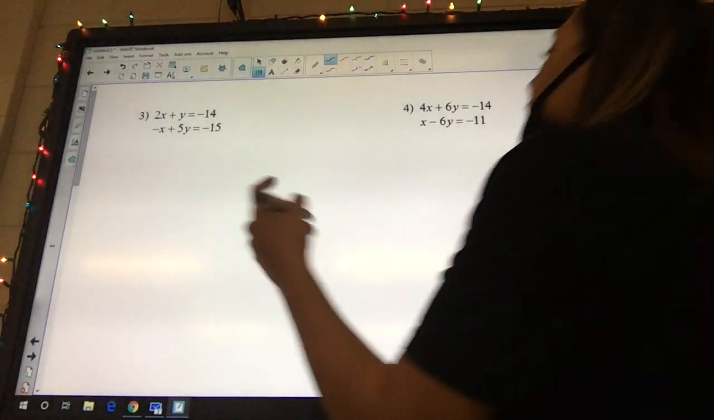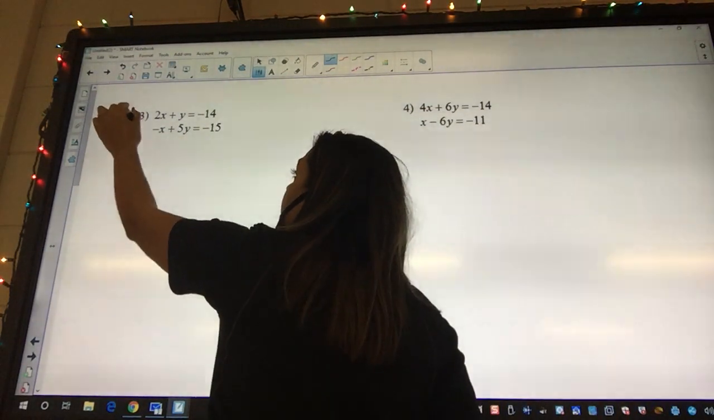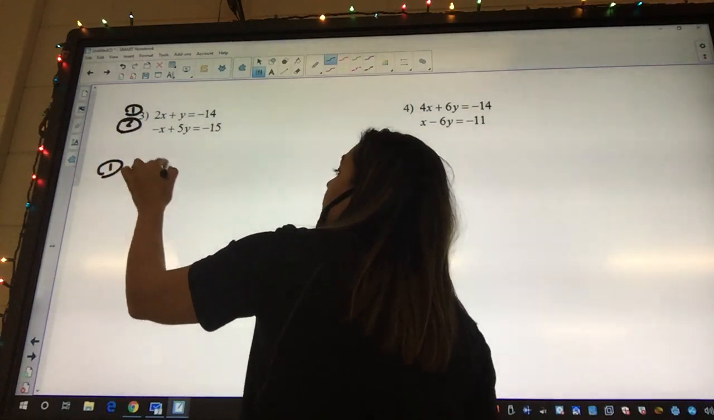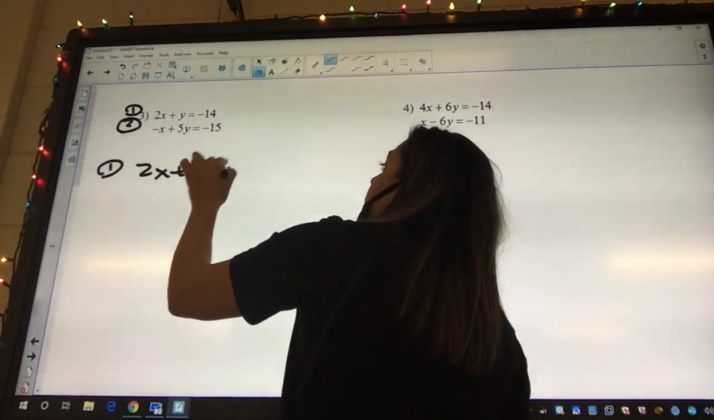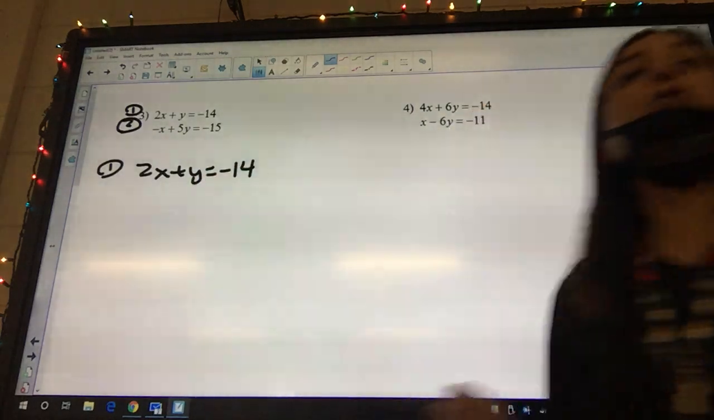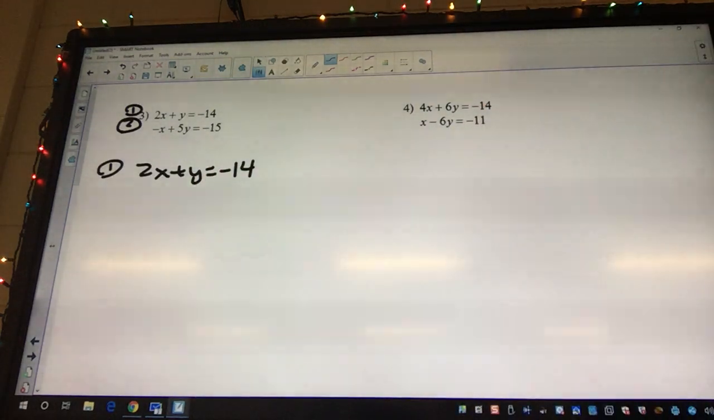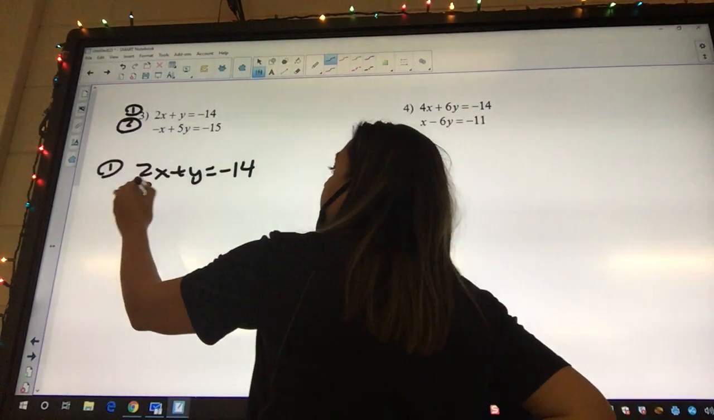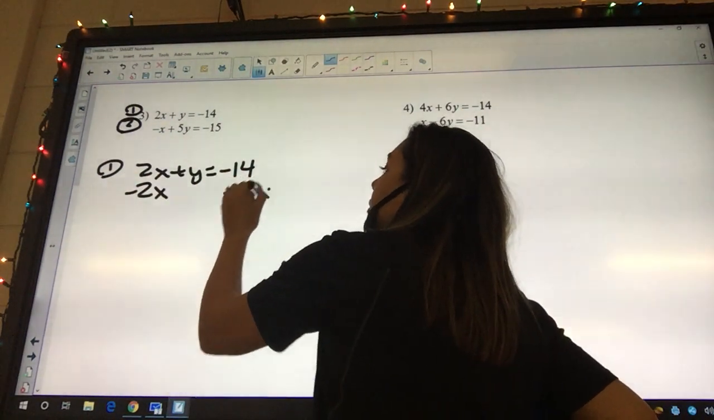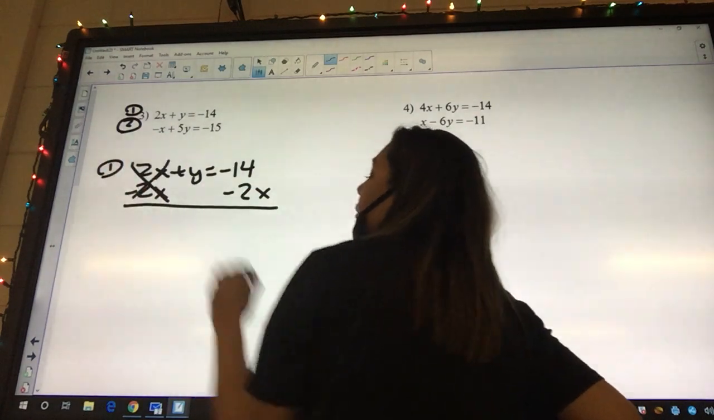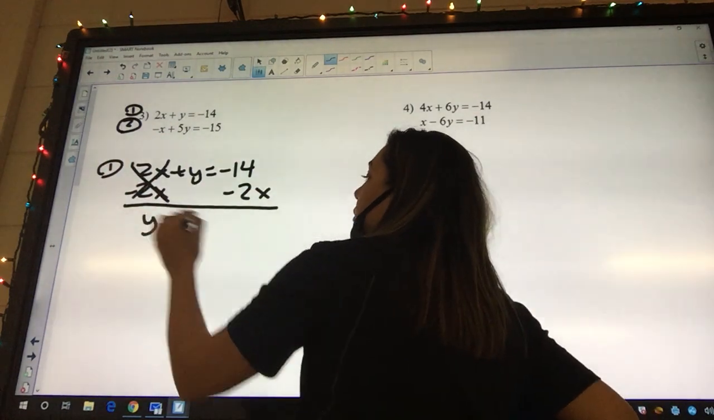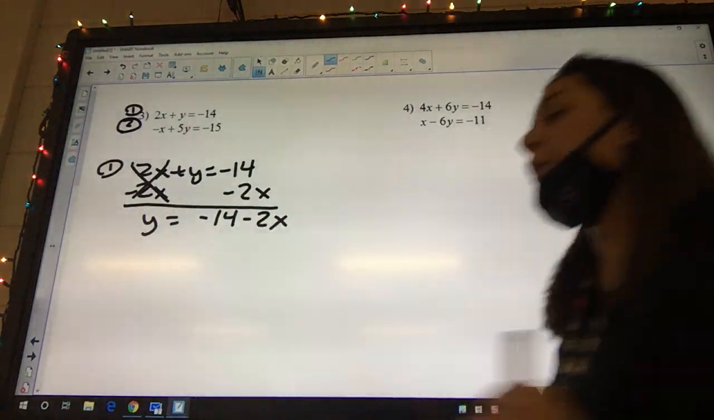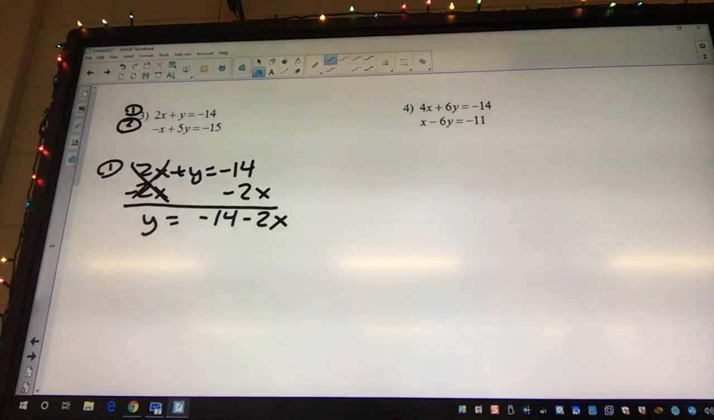Okay, and so we can write this top one I got. I'm going to label these so I can kind of keep track. So I'm using equation 1 right now, and I got 2x plus y equals negative 14. How do I get y by itself? Minus the 2x. So I'm going to say minus 2x minus 2x. Okay, those cross out. So I got y equals negative 14 minus 2x. I cannot put those together because they're not the same.